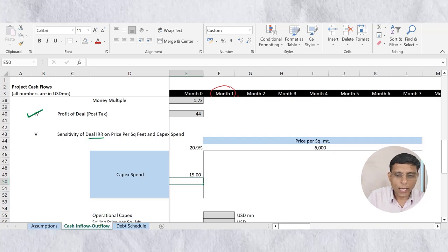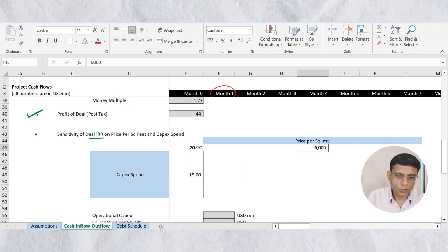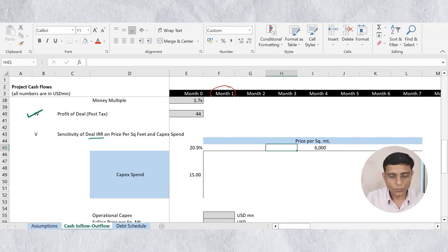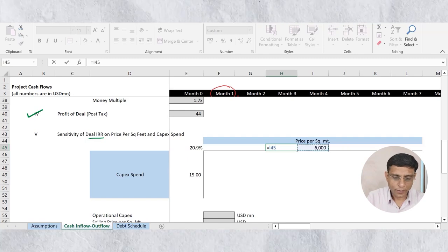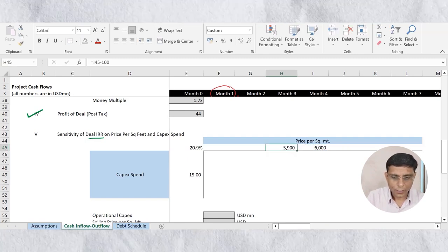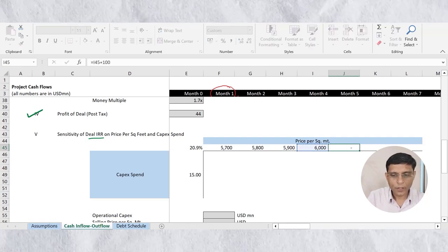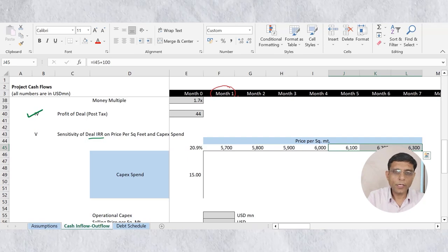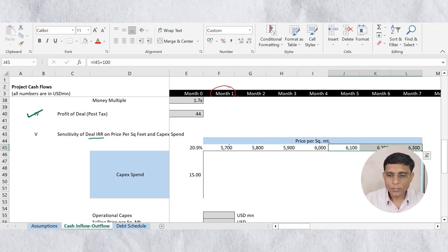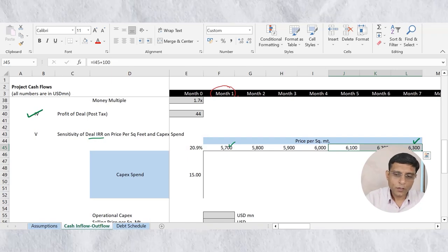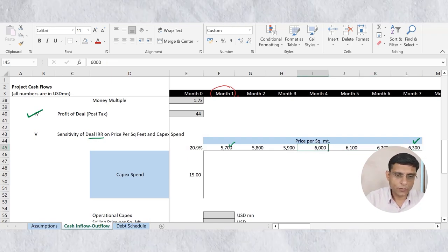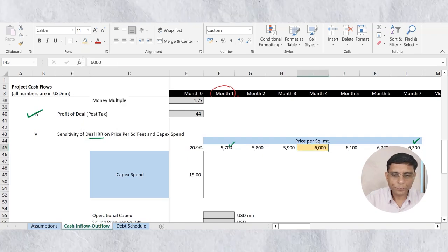Okay, around this, I can create a range. So say 6,000. On the left hand side, I'll decrease this number, and on the right hand side, I will increase this number. Let's assume $100 variation on both sides. So 6,000 minus 100, 5,900. Again, I'll just copy this: 5,800, 5,700. On the upper side, this would be plus 100 and copy. So I got a range of $5,700 to $6,300 per square meter. And in the middle, I have my base case assumption. Okay, so I can highlight this with a different color.